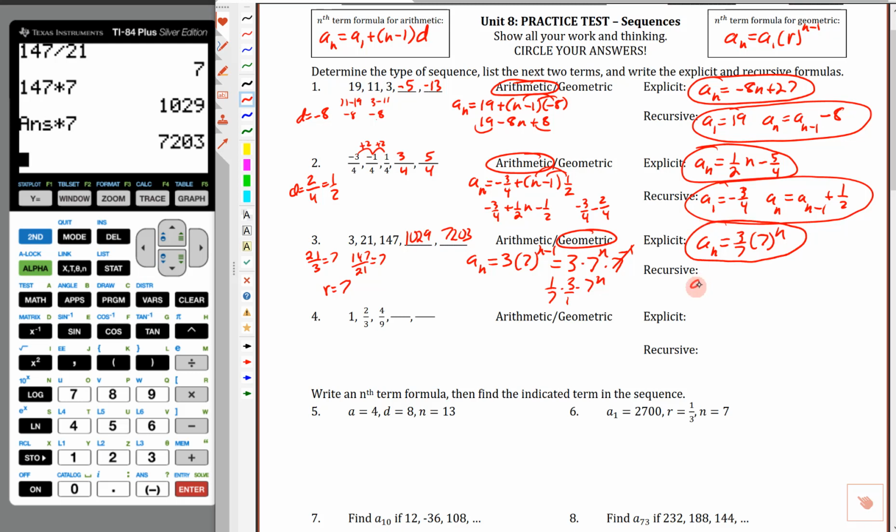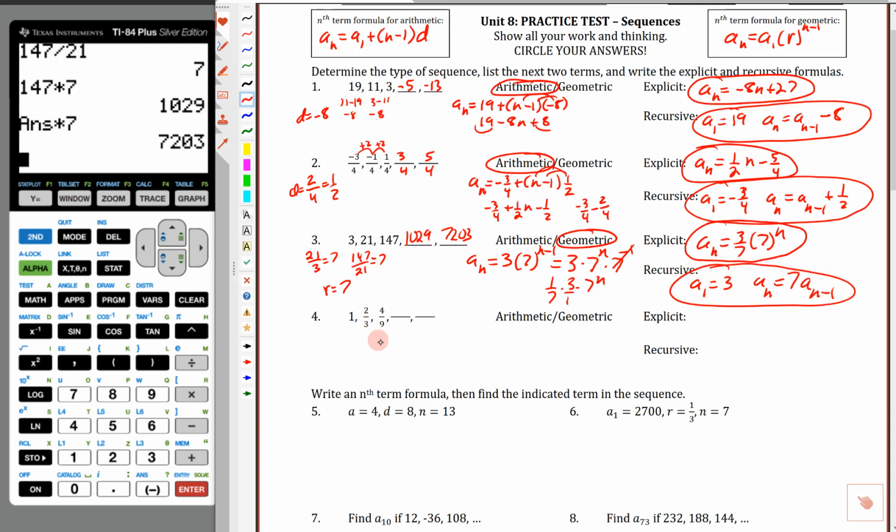And then the recursive one, we just write down what the first one is. The first one's 3. And then to get to the next one, we just take that common ratio of 7 and we multiply it by the one right before it. So a sub n minus 1. Again, that's the next term. This is the previous term. And there we go right there.